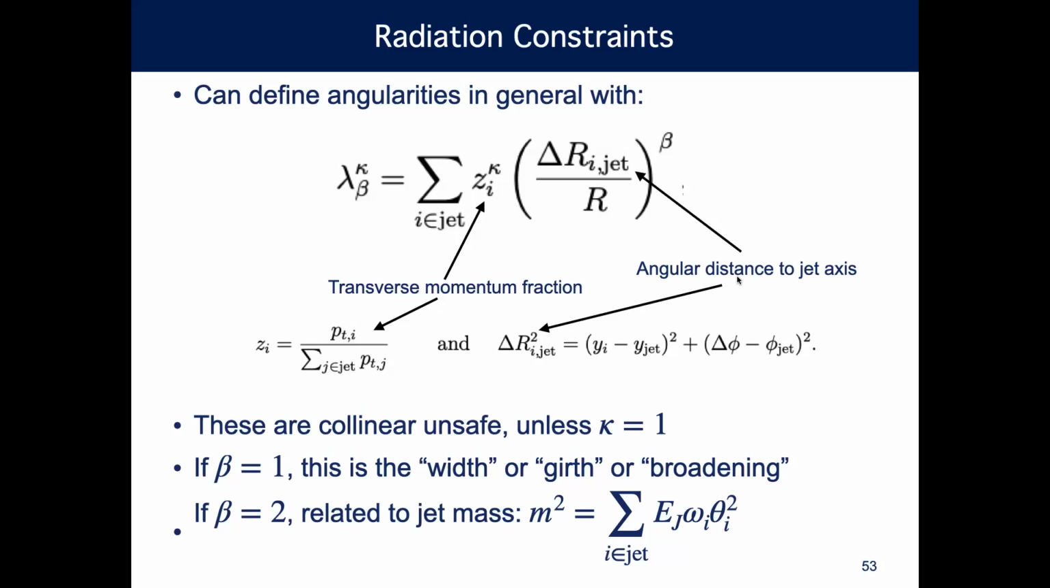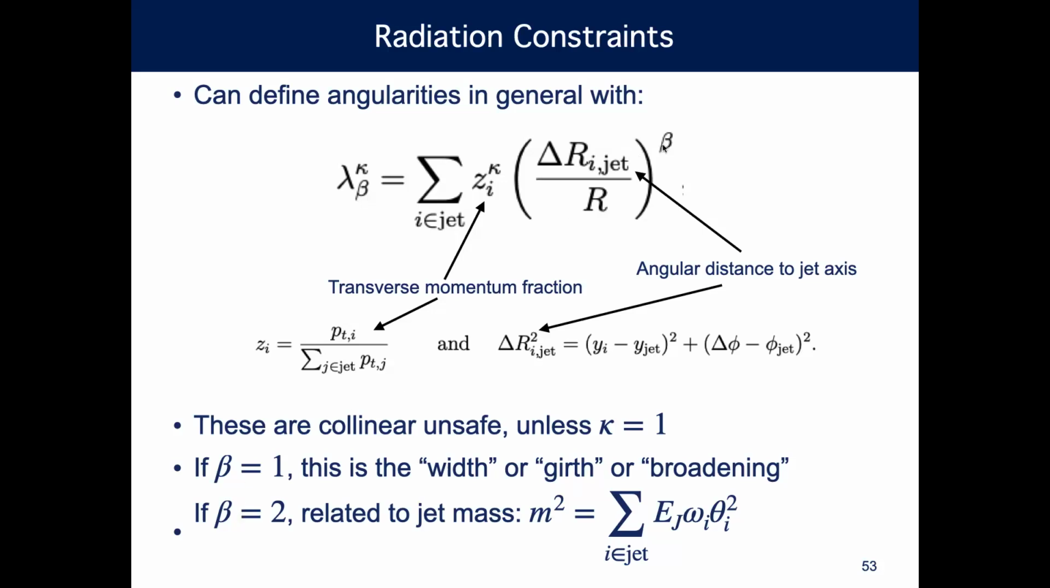So anytime you're trying to sum over a bunch of different particles that are in there, unless kappa is equal to 1, it's collinear unsafe. If kappa is equal to 1, then it's collinear safe. And then you could take beta to different values. If beta is equal to 1, that's referred to as the width or the girth. If you have this kappa 1 and beta 1, it's just the product of Z sub i times delta R, right? So that's kind of a weighted average of how far they are from the jet core.